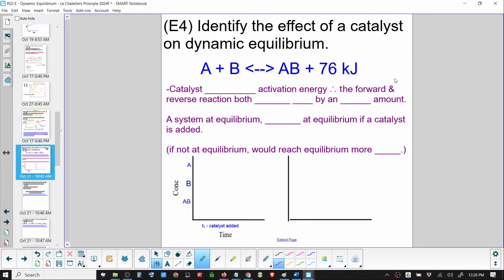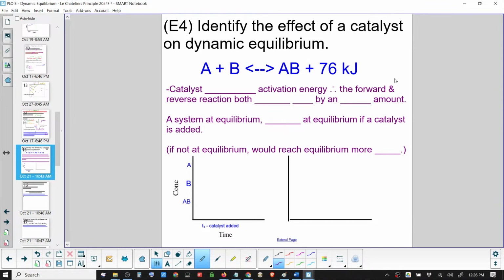Hey, Mr. Boss. Oh, don't wave it. You don't disturb other people. What are you doing? Okay, quickly draw the graph, what it's going to look like if you add a catalyst. You don't have to worry about x's or anything. Just proportionally what you think will happen to either side. A plus B goes to AB.